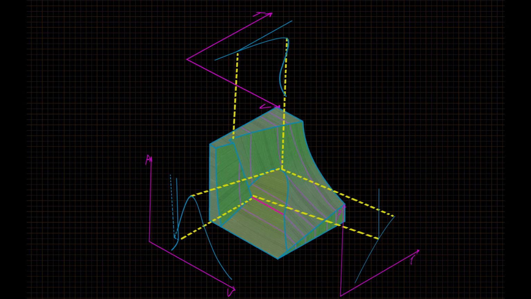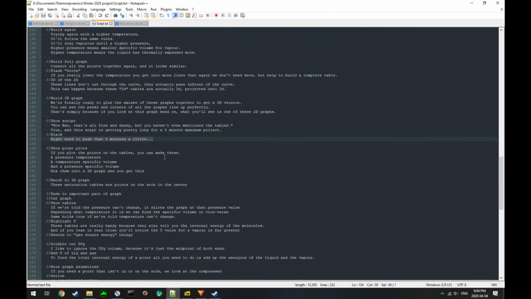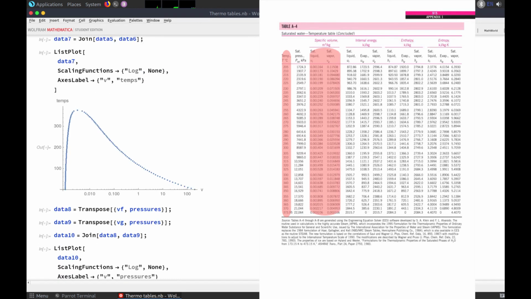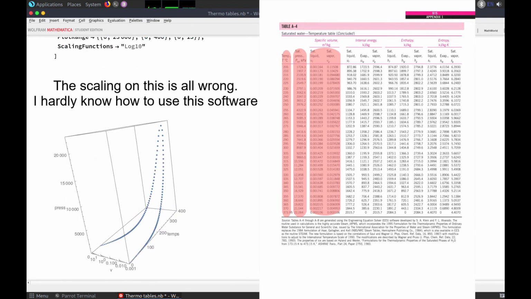Now Ben, that is all fine and dandy, but you haven't even mentioned tables. Very true, and the script is getting pretty long for a 5-minute project. If you plot the points on these tables, you can make these: a pressure-temperature, a temperature-specific volume, and a pressure-specific volume graph. Mix them into the 3D graph, and you get this.